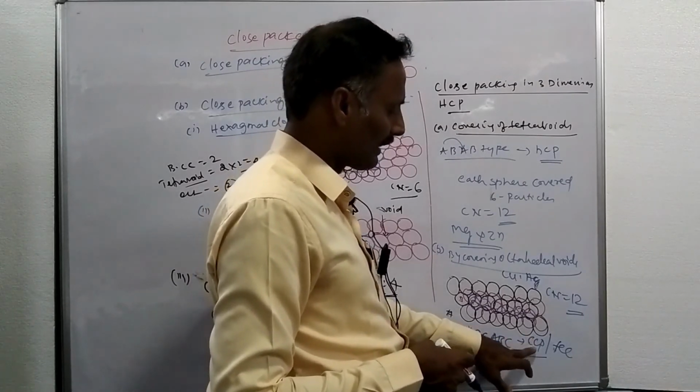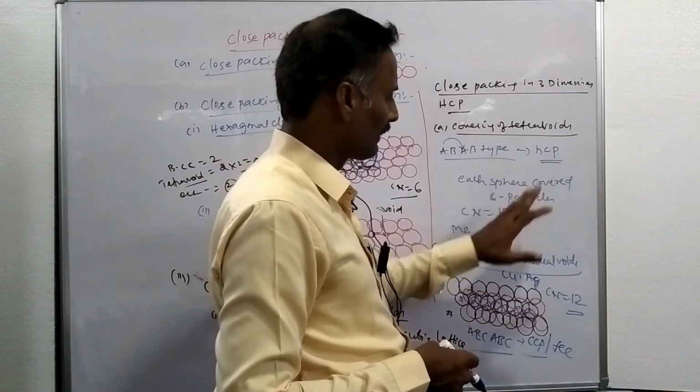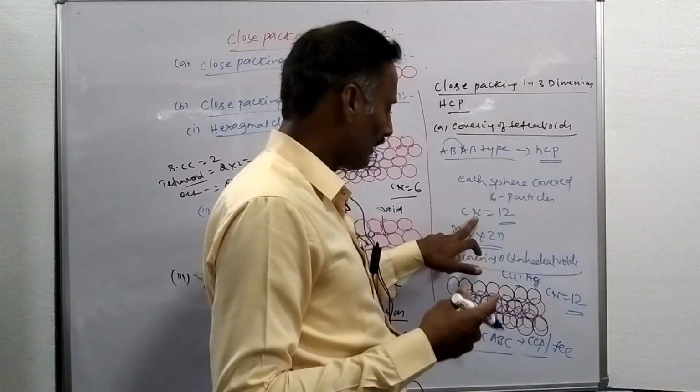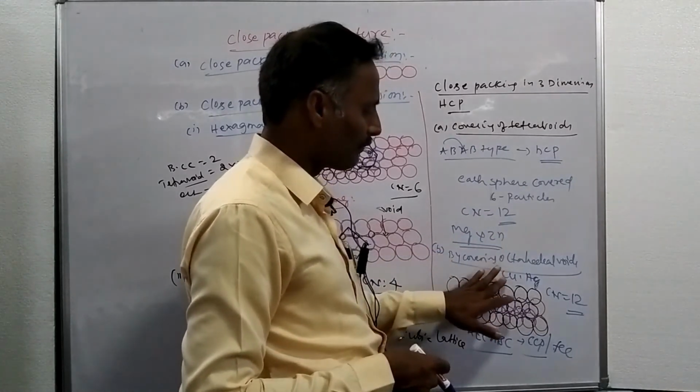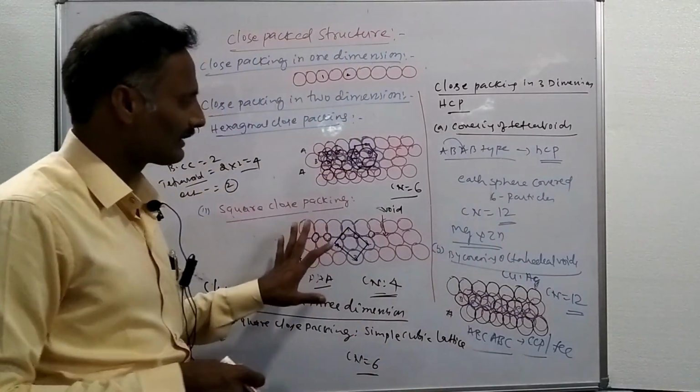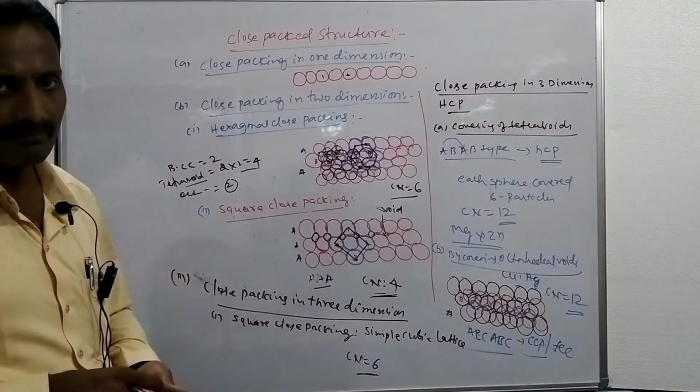It gives a CCP lattice and FCC lattice. Here the coordination number becomes 12. This type of arrangement occurs in magnesium and zinc, and this type of arrangement is found in copper and silver. These are close packed structures in one, two and three dimensions. Thank you.